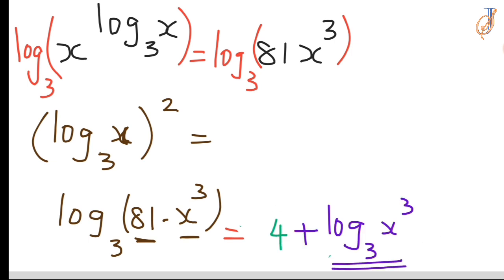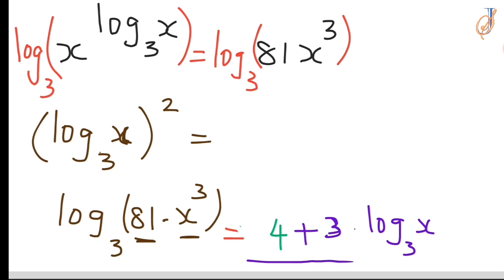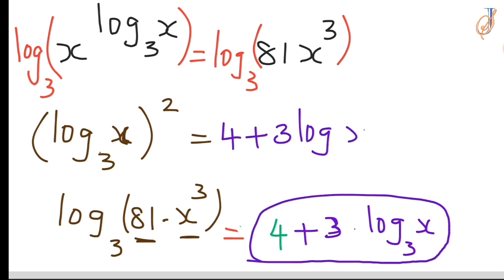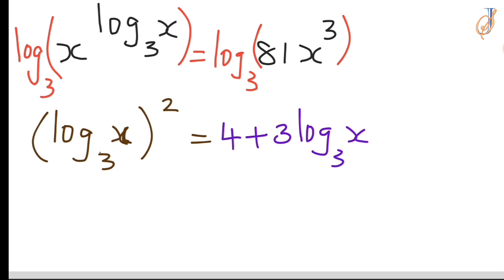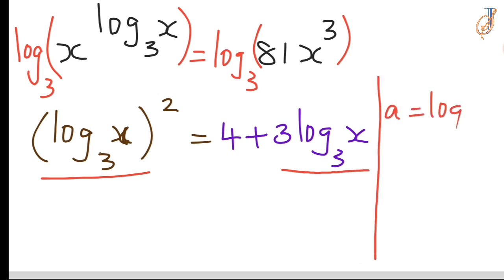Now observe this expression. Here also we have 3 in the power. So using the same power rule property, this 3 also comes and stays in front. So that means we will get 3 times log x with base 3. After simplifying the right hand expression, we got 4 plus 3 times log x with base 3. Now we have log x base 3 whole power 2, and here also 3 times log x with base 3. To make it easier, let us consider a equal to log x with base 3. So then our equation turns into a power 2 equal to 4 plus 3a.